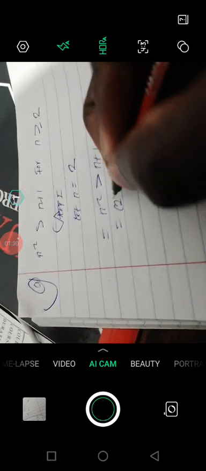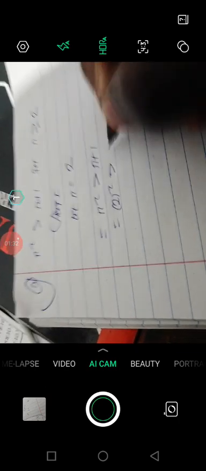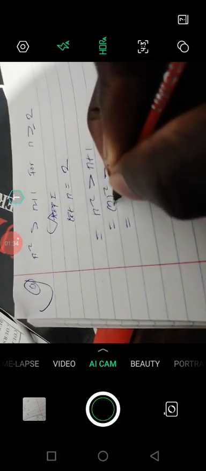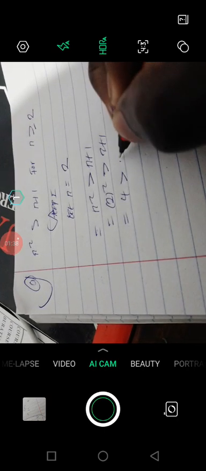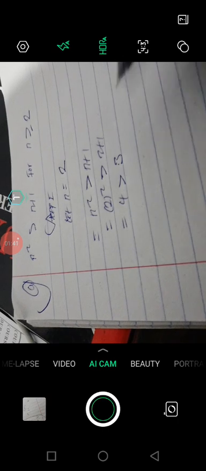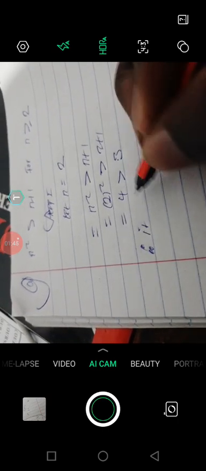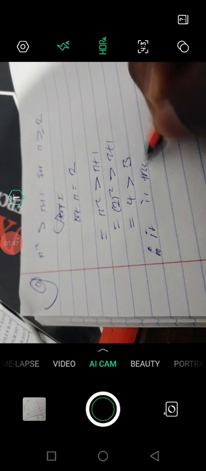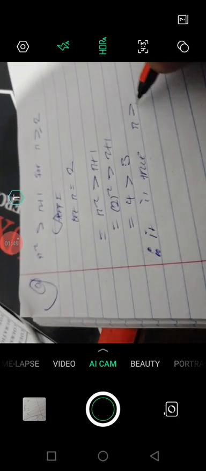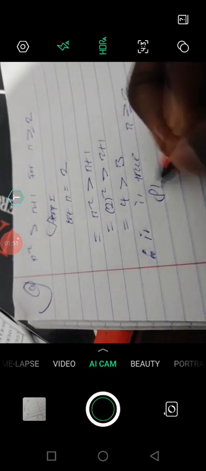So we got the same equation, n squared is greater than n plus 1. Whatever is n, I'll be putting 2: 2 squared is greater than 2 plus 1. What is 2 squared? That is 4, greater than 2 plus 1, that is 3. And 4 is greater than 3, yes. Therefore, it is true for n greater than or equal to 2. Then let's go to step 2.